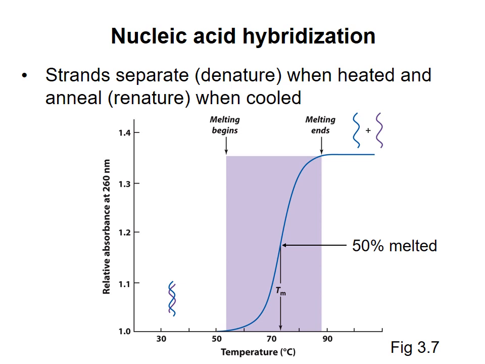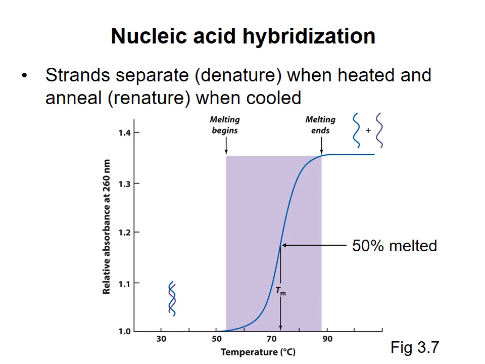As you know, DNA consists of two complementary nucleic acid strands that are held together by non-covalent interactions between the nitrogenous bases in the strands. When you heat double-stranded DNA to a high enough temperature, the interactions between the strands are broken, and the strands separate from each other. This process is called denaturation.